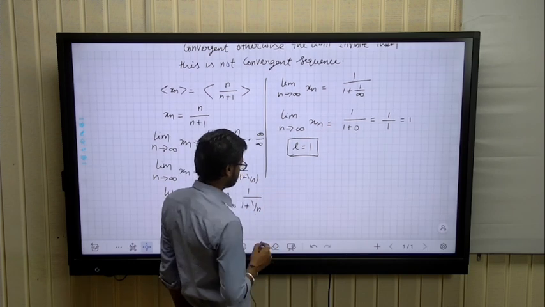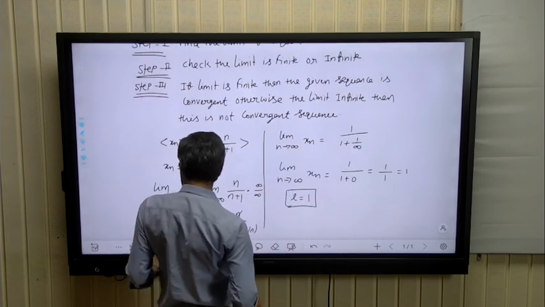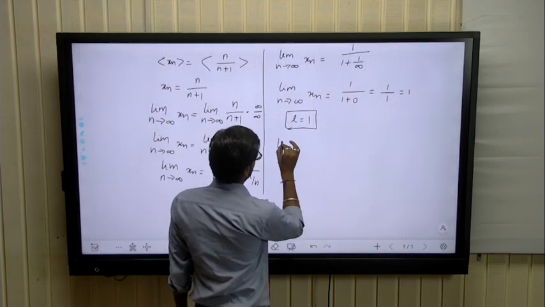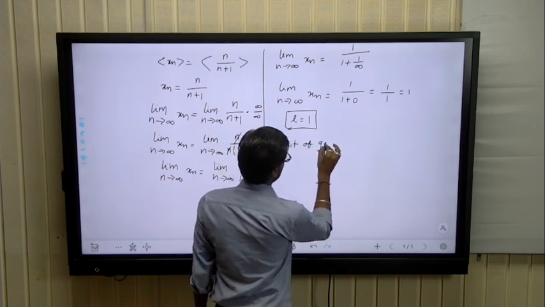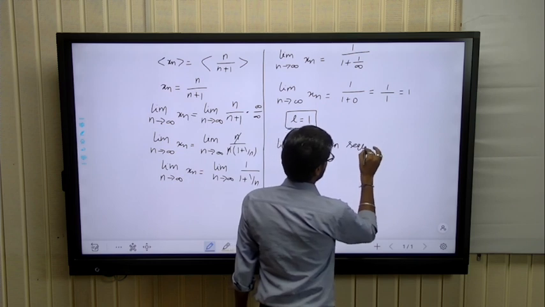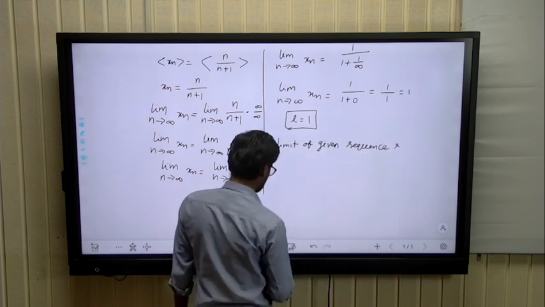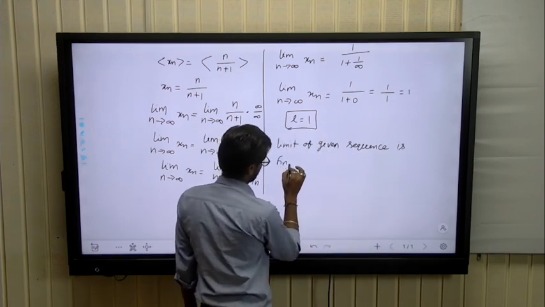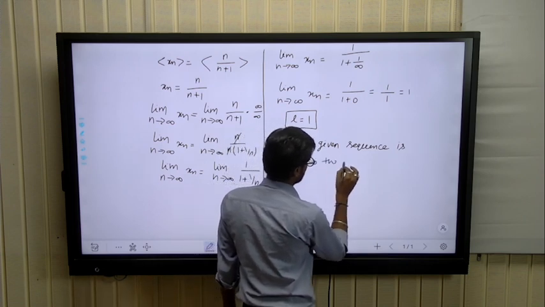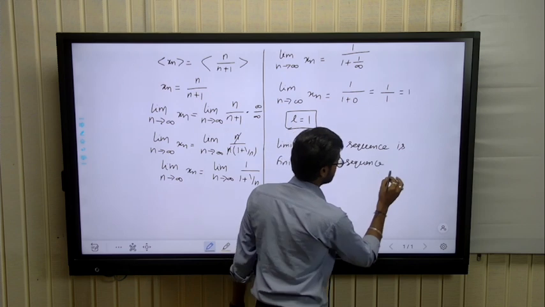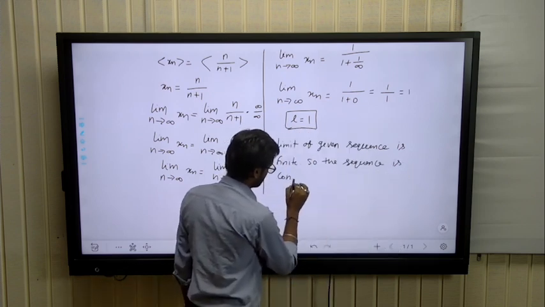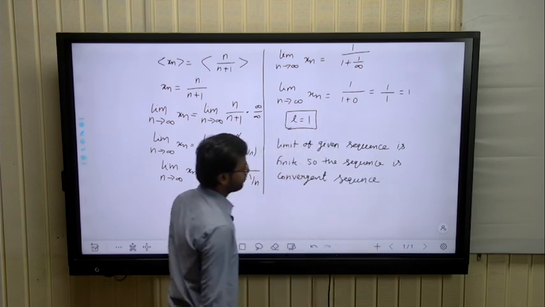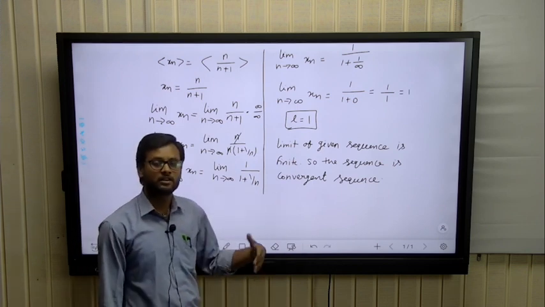So we write here: the limit of the given sequence is finite, so the sequence is convergent sequence. This is the method to find whether a sequence is convergent or not.